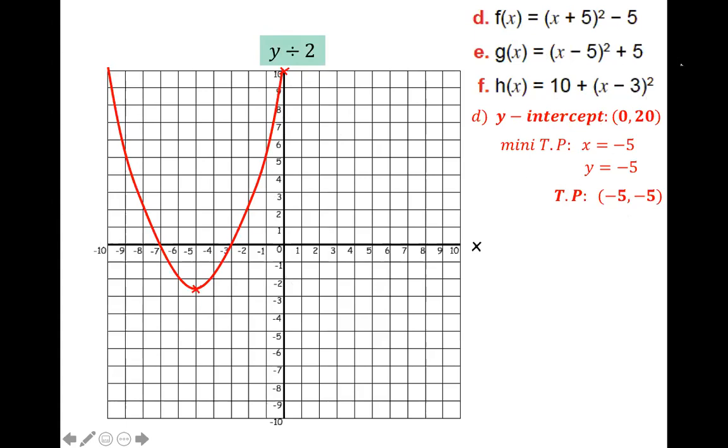So this exercise, this is how you would deal with it. Basically, you would find the y-intercept and do your turning point. And we had done some other cases.